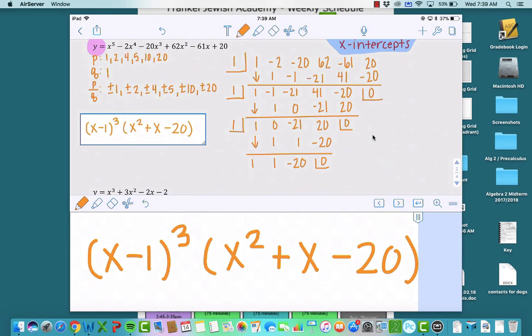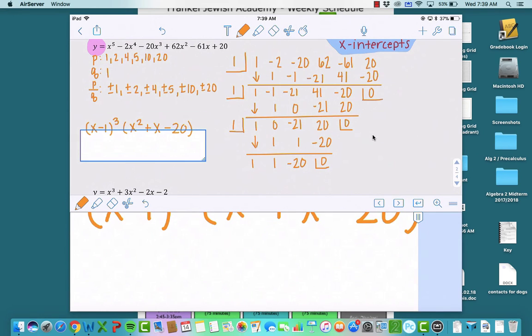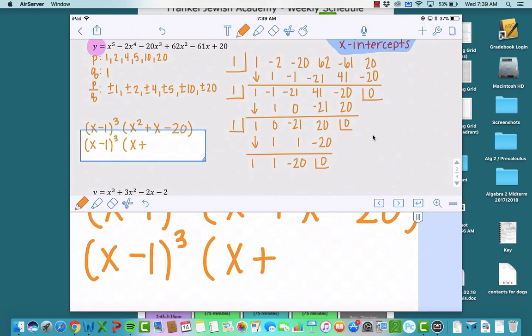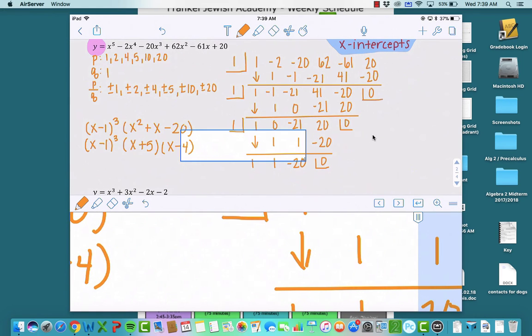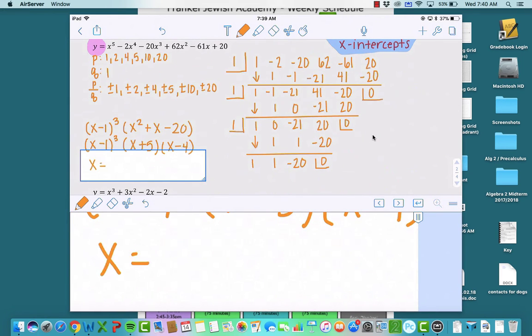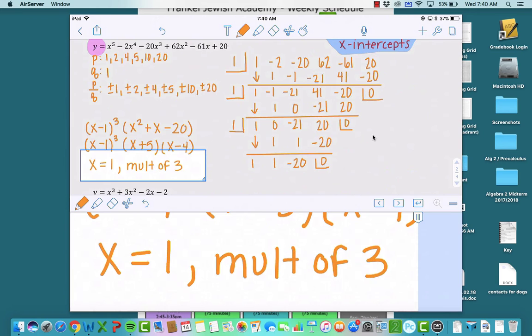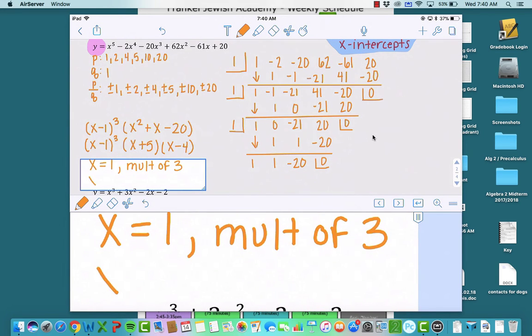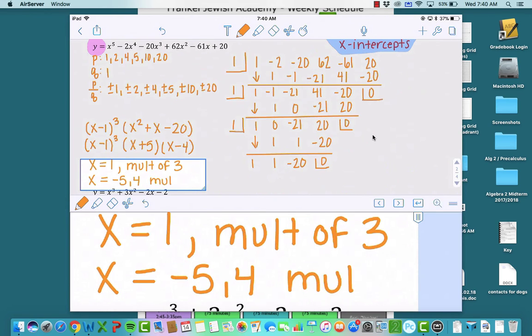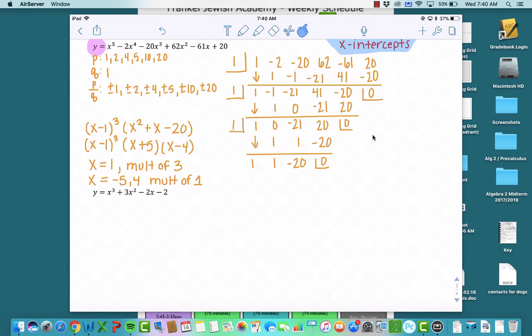So again, you're going to have to decide what way you want to factor the quadratic one. So take a minute, pause it, and factor it. And if you're coming back, or if you factor really fast, you know that that's x plus 5 and x minus 4. Therefore, I have x equals 1 with a multiplicity of 3, because it happens 3 times because of the degree, and I have x equals negative 5 and 4 with a multiplicity of uno, because they both happen once.